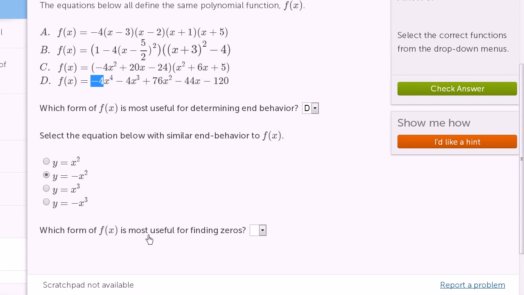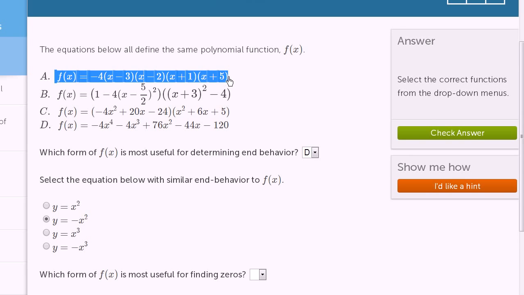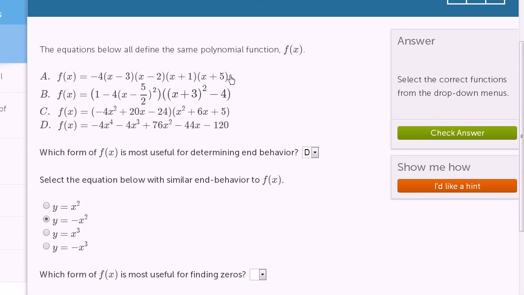And then they ask which form of f of x is most useful for finding zeros? Well, when we're finding zeros, we're trying to find the x values that would make the function equal to 0. And this first form right over here, where we're all factored out, that's the most useful for finding zeros. We know that if we wanted to set this whole thing equal to 0, at least one of these expressions needs to be equal to 0. We can independently set them equal to 0 and then solve for x.